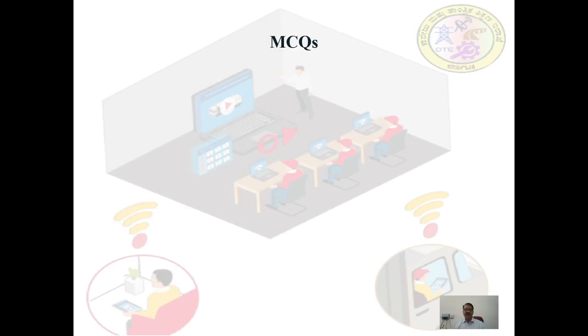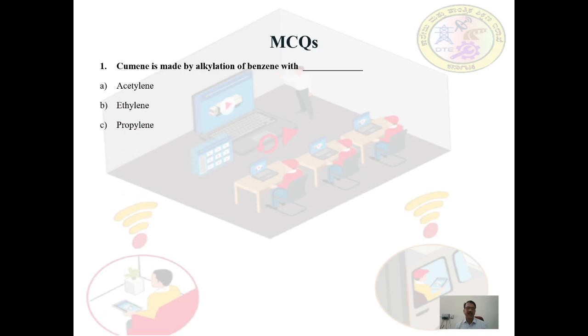Let us see some of the MCQs in this session. Question number 1. Cumene is made by alkylation of benzene with dash. Option A, acetylene. Option B, ethylene. Option C, propylene. Option D, butylene. Option C is the right answer. It is alkylated with propylene.